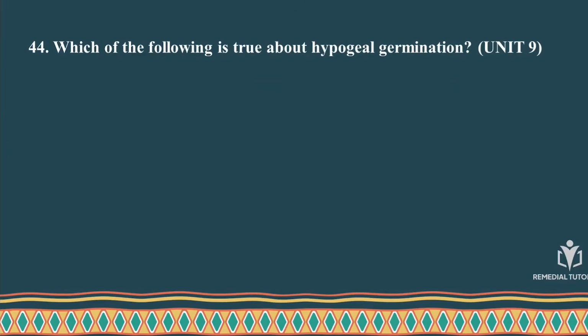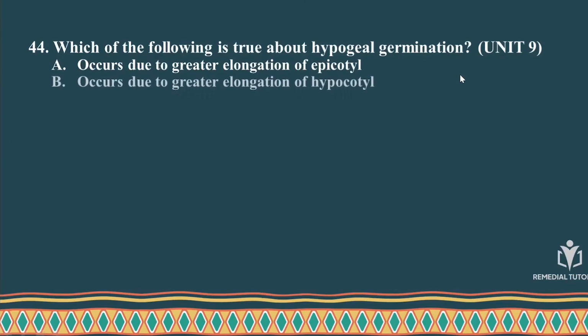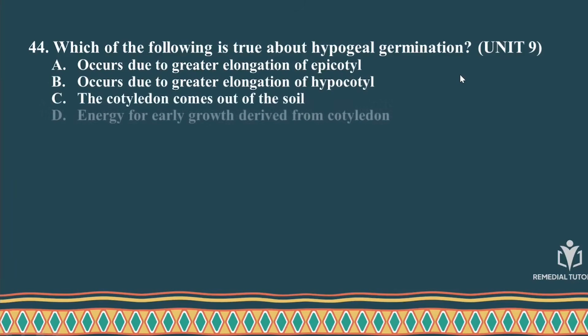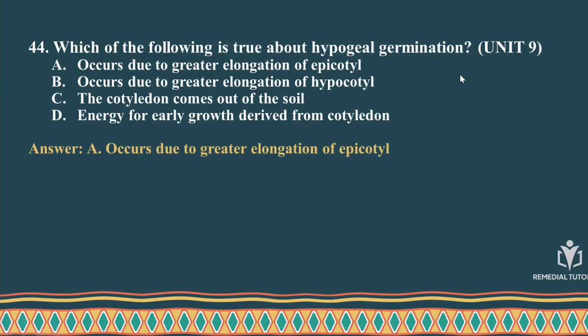True about hypogeal germination. Which one is true? A. It occurs due to greater elongation of the epicotyl. B. It occurs due to greater elongation of the hypocotyl. C. The cotyledon comes out of the soil. D. The energy for early growth is derived from cotyledon. Which one is true? A. It occurs due to the greater elongation of the epicotyl.